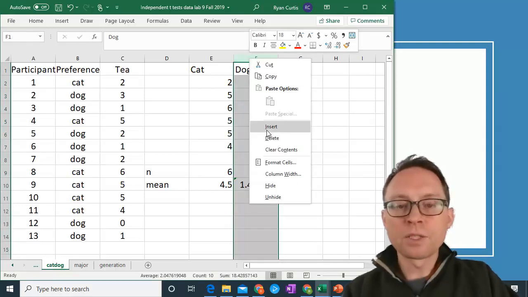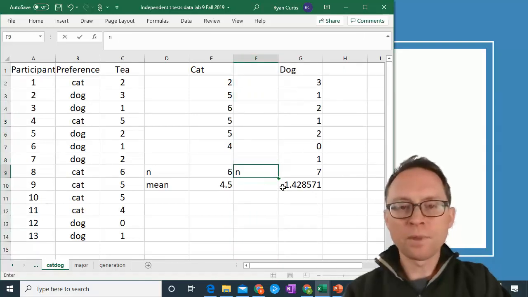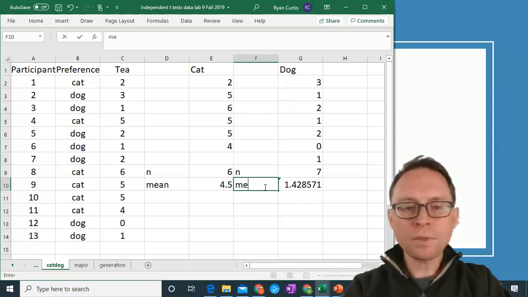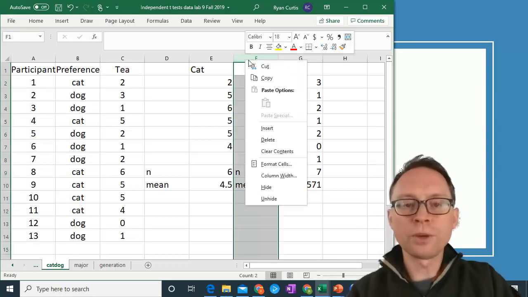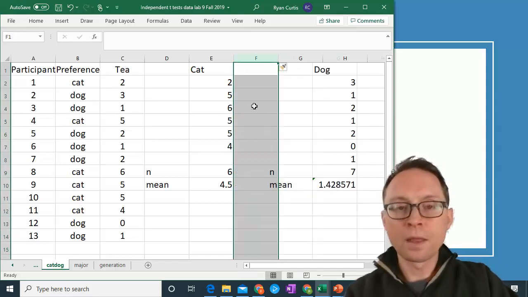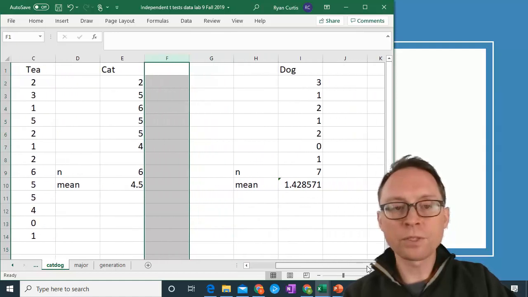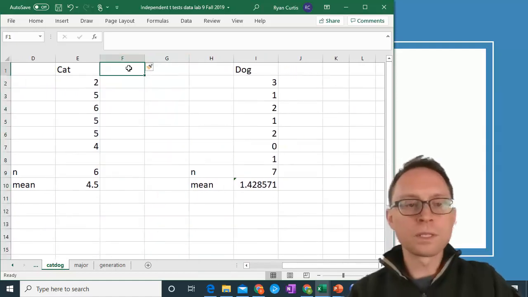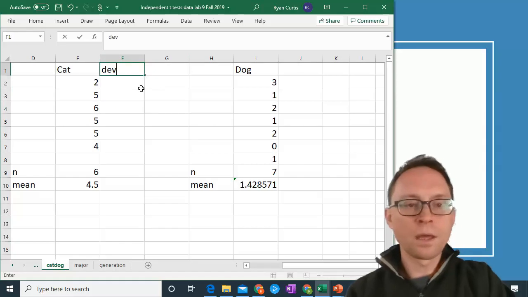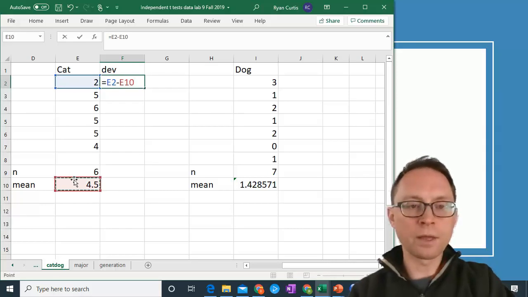So let's go ahead and split these up and look at our different calculations. Remember, N for dog people equals 7. And the mean for the dog people equals 1.42. Let's go ahead and calculate our variance like we did before for the cat people and then for the dog people. So I'm going to move this over so we can see things a little bit cleaner. So this is going to be deviations, and that is going to equal x minus x bar right there.